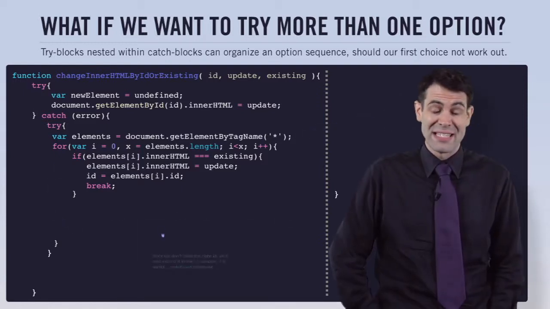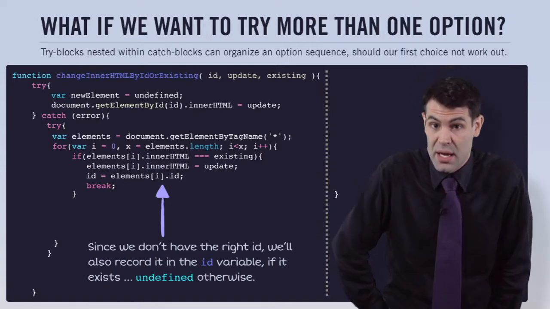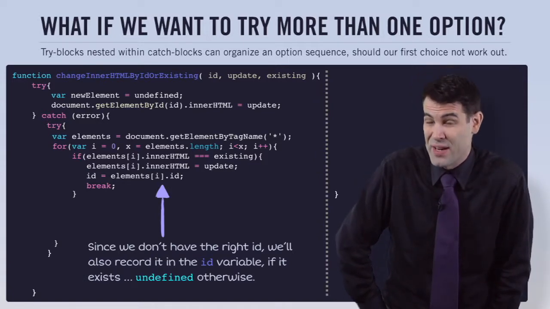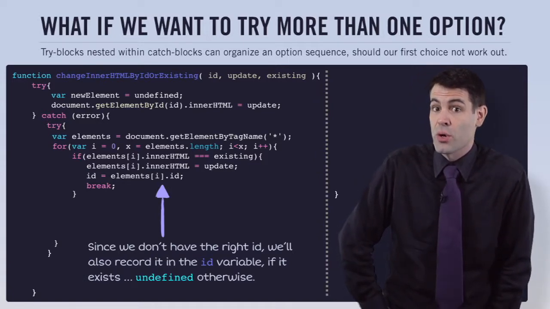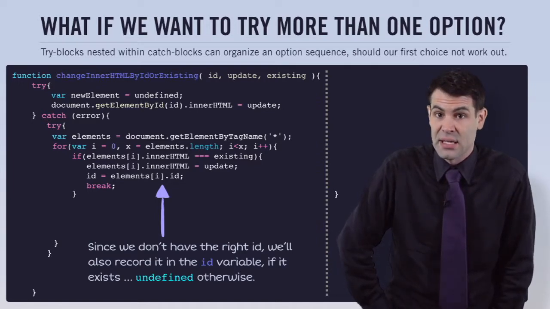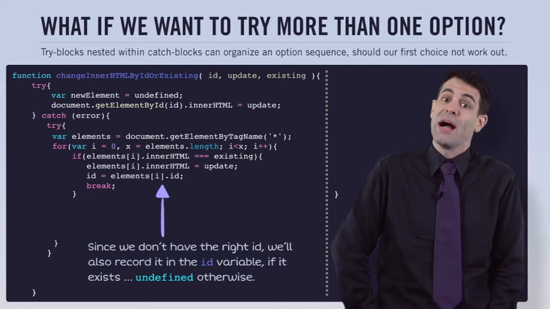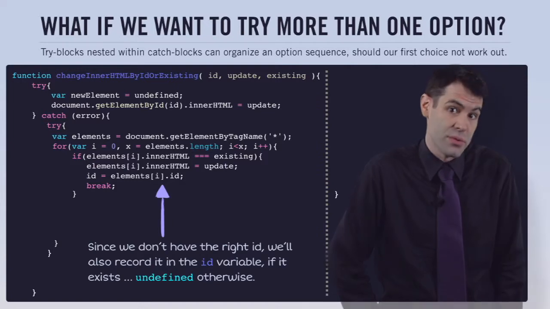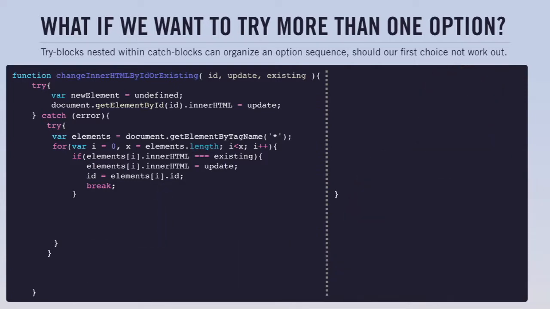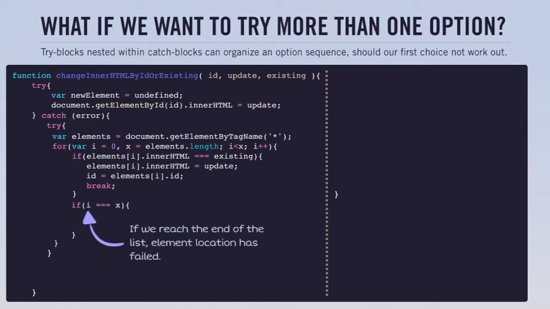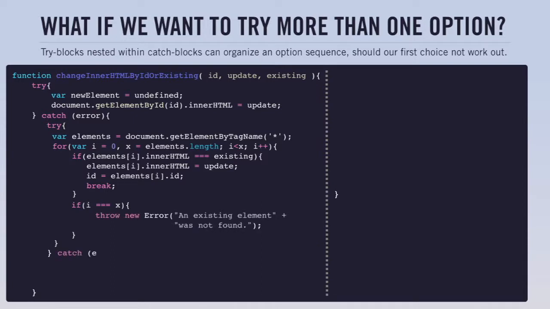Another cool thing we'll do is that since we don't have the ID variable, right, we couldn't find it, then what we're going to do is record whatever ID is at that text element inside our ID variable for later use. But inside of our loop, if we ever reach the end of that list, then the element location has failed and we need to do something. And what we'll do is we will throw a new custom error.